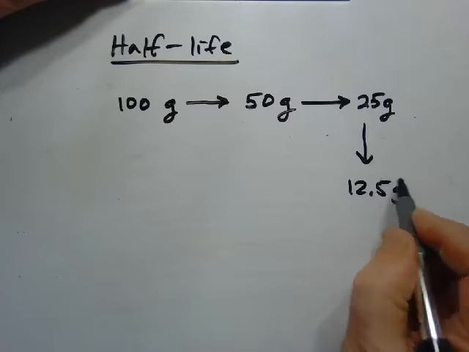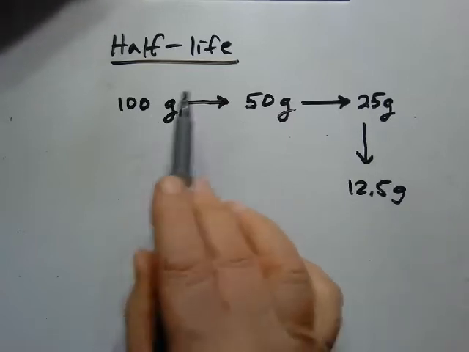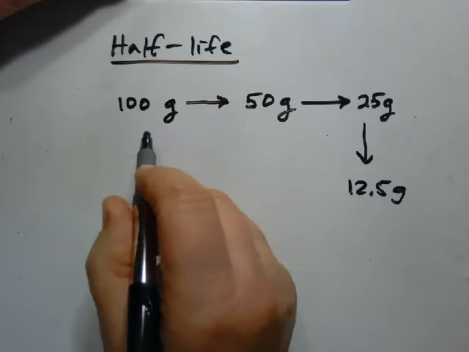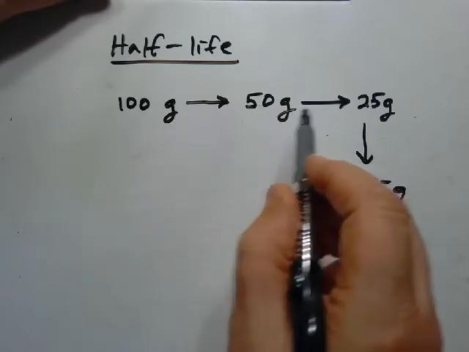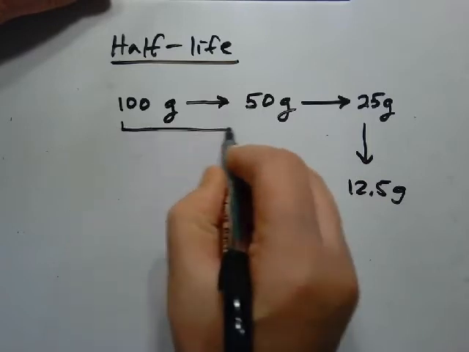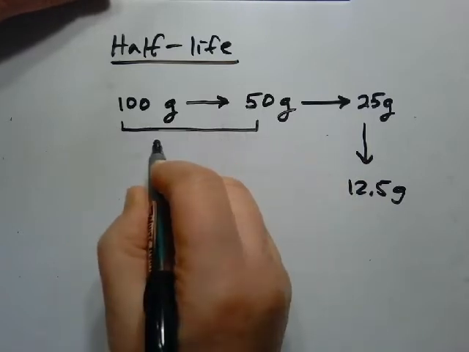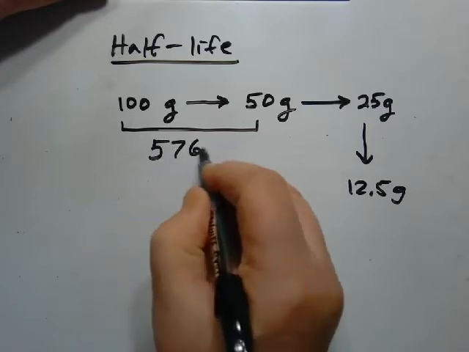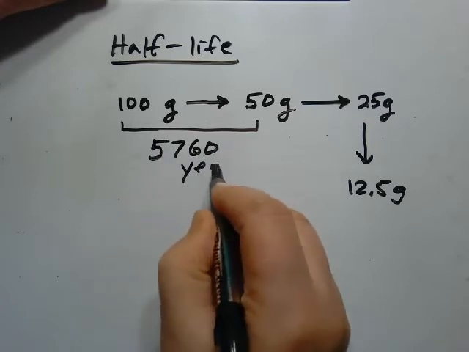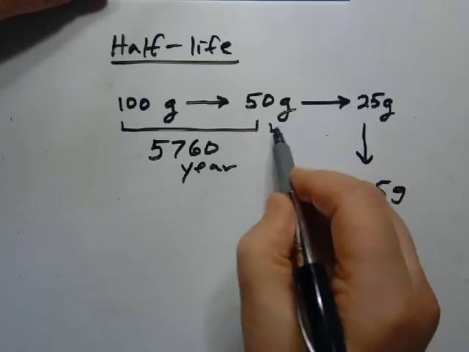This half-life is a way of measuring how long it's been. And for each element, there's a half-life of a certain number of years. So to get from here to here, this is approximately, in carbon-14 is 5,760 years.